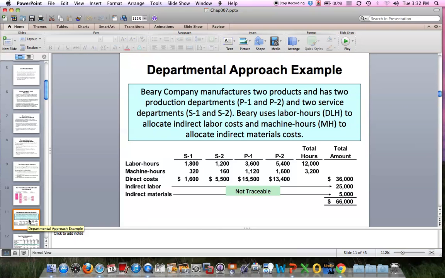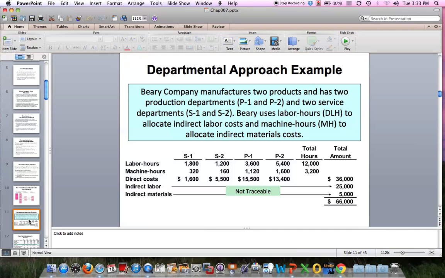So obviously this is a departmental approach. We've got 4 departments here, 2 service and 2 production. The example starts in the book on the bottom of page 227: Berry Company manufactures 2 products, and has 2 production departments, P1 and P2. They have 2 service departments, S1 and S2, and Berry uses direct labor hours to allocate indirect labor and machine hours to allocate indirect materials. So it's a volume-based approach using 2 different allocation bases, labor hours and machine hours.